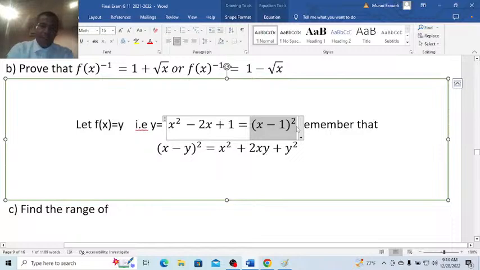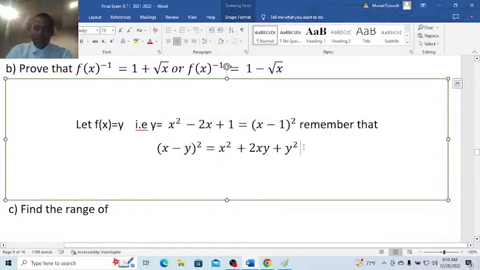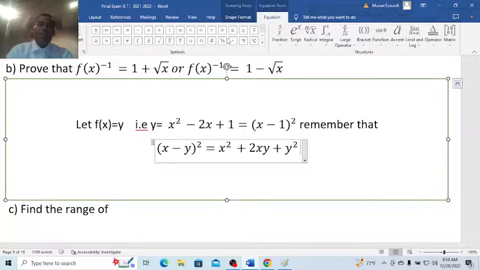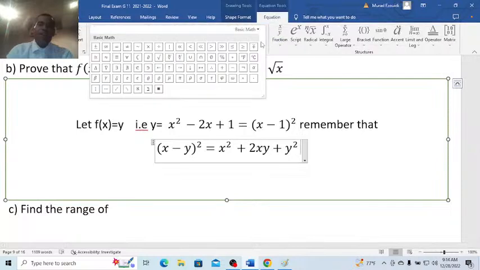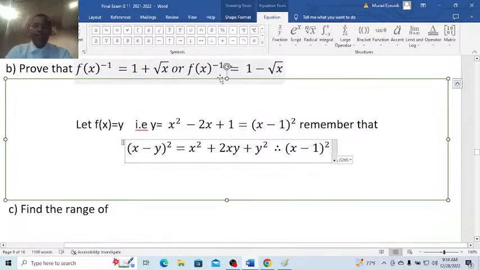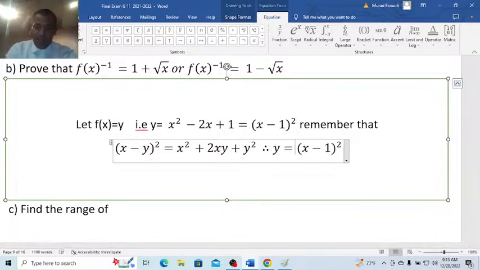Therefore I'll write this. This is y. Now you will reverse: let x equal y and let y equal x, meaning you are going to change x into y and y into x.